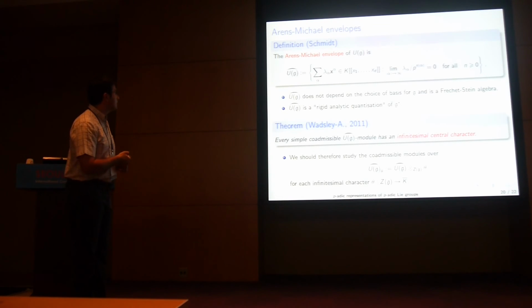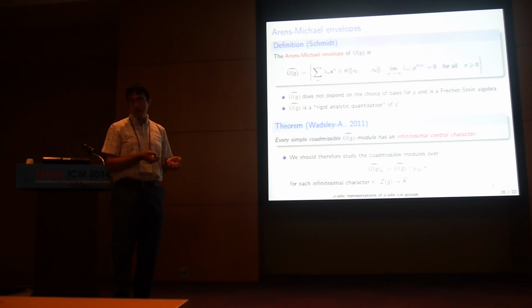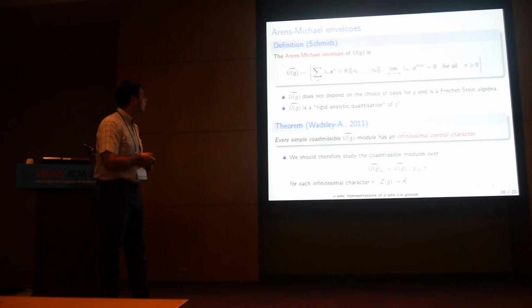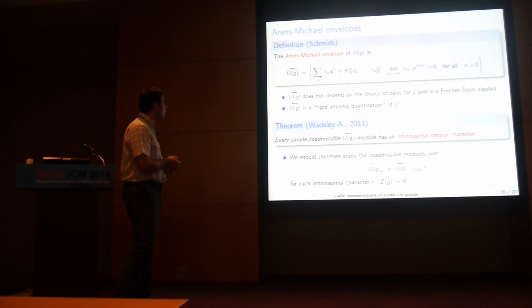And so one of our main results is that if we're interested in irreducible objects, you can ask, how does the center act? And we can prove that every simple co-admissible U-hat module has an infinitesimal central character, meaning that the center of the enveloping algebra acts through a finite dimensional space, just like in classical theory. And so if you're interested in studying irreducible objects, you might as well factor out by these centrally generated ideals, and you end up with a smaller algebra. It's still a completion of some quotient of U(g).